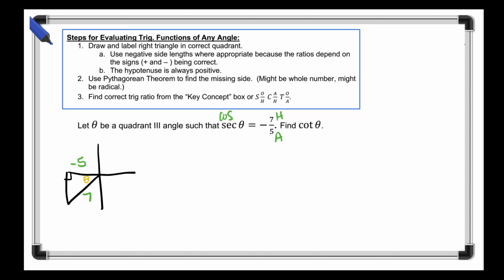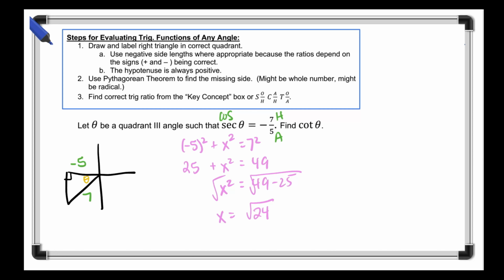Now we need to find our missing side. Again, we don't have a Pythagorean triple, so we're going to have to do the Pythagorean theorem. We have negative 5 squared plus x squared equals 7 squared. Negative 5 squared is 25, and then we get 49. We get 49 minus 25, and we take the square root of that. x is going to be the square root of 24. Again, you can simplify that if you would like, to 2 square roots of 6, or you can leave it as just the square root of 24.